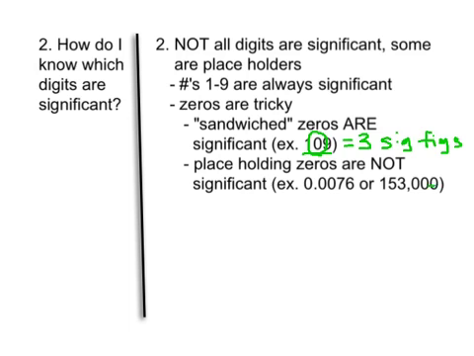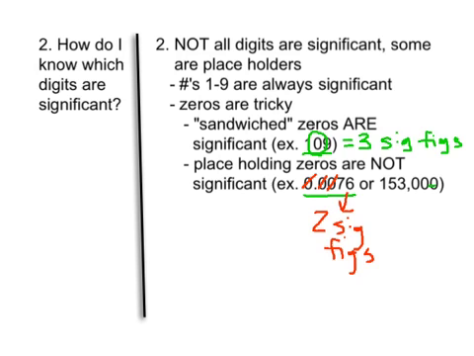Okay, so we have two examples here. We have an example of a really small number, 0.00076. In this case, the zeros out in front are just placeholders to tell us that it's a small number. So these zeros are not going to count. So in this number, there are only 2 sig figs. Okay, 2 significant figures.